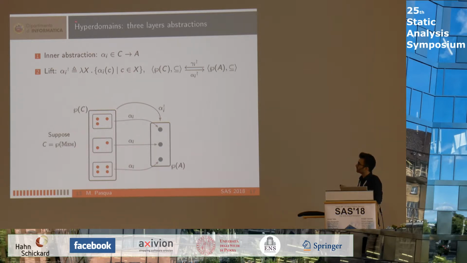Here we do not require that the abstraction of the inner level is a Galois connection, because the Galois connection is forced by the lift, so we don't care. And then we have another abstraction, which is an abstract domain of the power set of the abstract element. So we compose, and we have a Galois connection between the hyper-abstract domain and the power set of the power set of memory in this case.